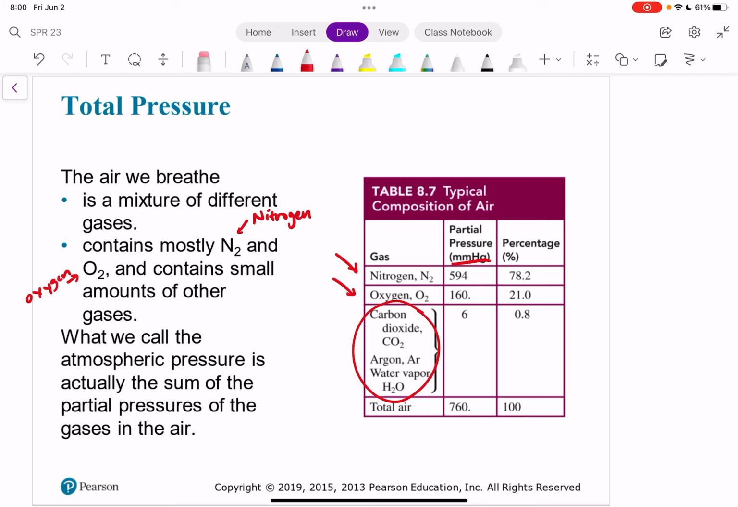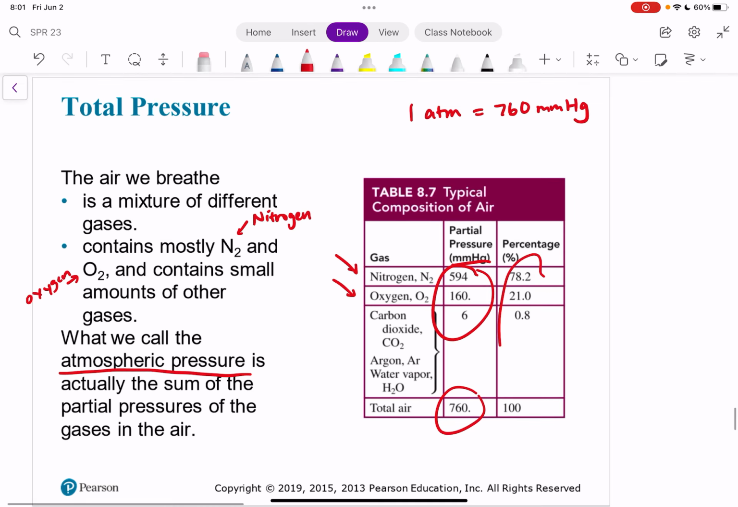And so the total air pressure for the air is just going to be the sum of all of those partial pressures. So that's equal to 760, right? So remember, why does 760 sound familiar? Well, 1 atm, 1 atmosphere, is equal to the atmospheric pressure, which is equal to 760 millimeters mercury. So kind of cool, right? All right, and over here you can just see the percentage that those gases make up in the air.